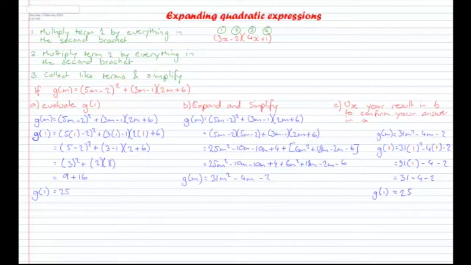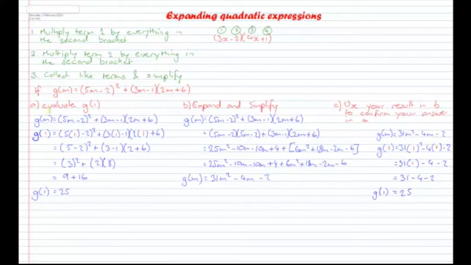Right, so the question says if g of m is equal to (5m minus 2) squared plus (3m minus 1)(2m plus 6): A, evaluate g of 1, B, expand and simplify, and C, use the result in part B to confirm your answer in part A. Exactly the same type of question as before, but now we're using the function g in terms of m. Now when we have a different function, it won't actually affect how you go about working it out. All you've got is just different letters, so you just treat it like it would be an f of x or a p of x.